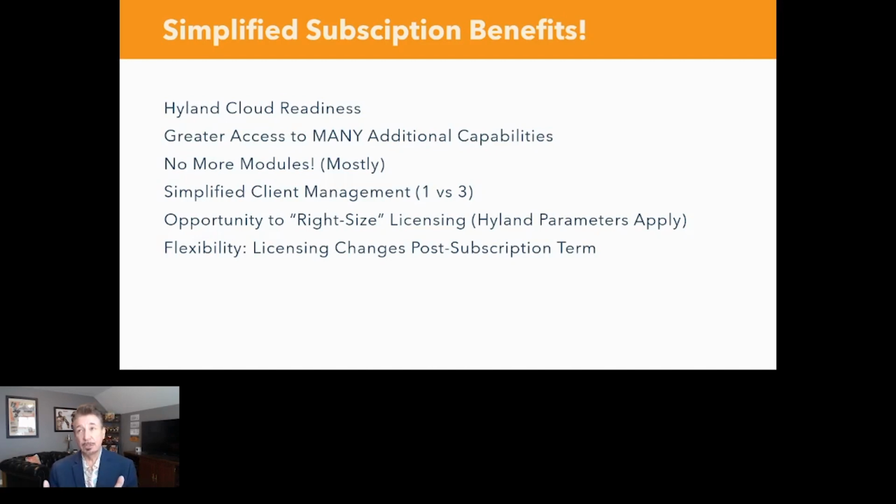The transition from perpetual to simplified is a perfect opportunity to right-size your licensing, obviously with parameters. Hyland has some parameters, but the reality is, Hyland doesn't like people dropping licenses. They don't actually allow people to drop perpetual licenses because you own them. This is that perfect opportunity to right-size, and it is a subscription license. So once your initial term, for example 3 years, is done and you've locked into your subscription term, now you can have more flexibility because there aren't those same restrictions. You can make those license changes post-subscription.